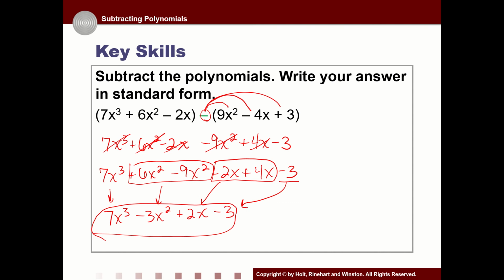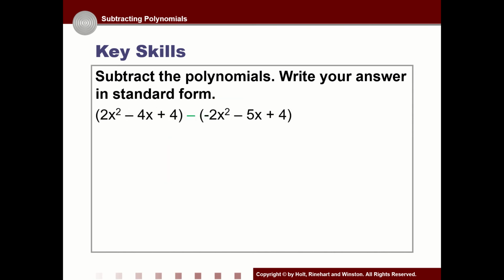Let's take a look at another problem. Again, subtraction, I know this because of this sign right there. So my first step is to distribute that minus to everything on the right. So negative times negative becomes positive 2x squared.